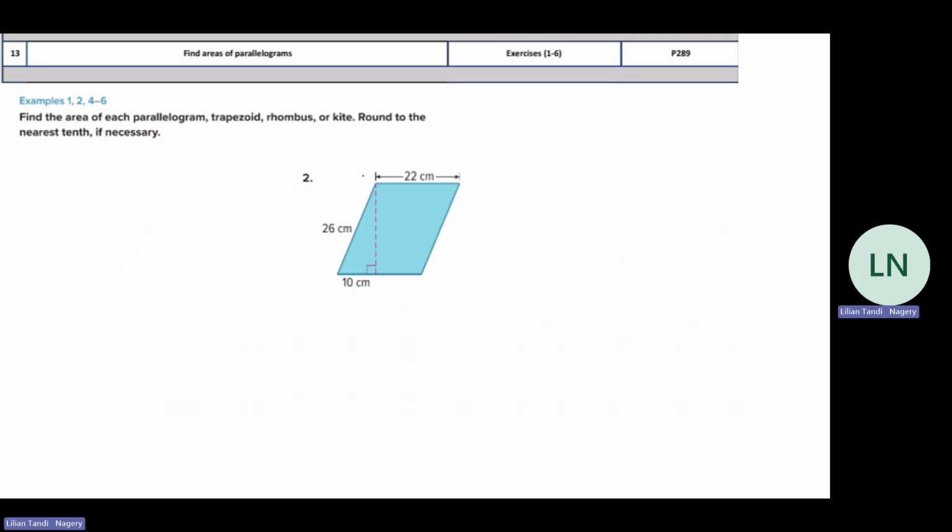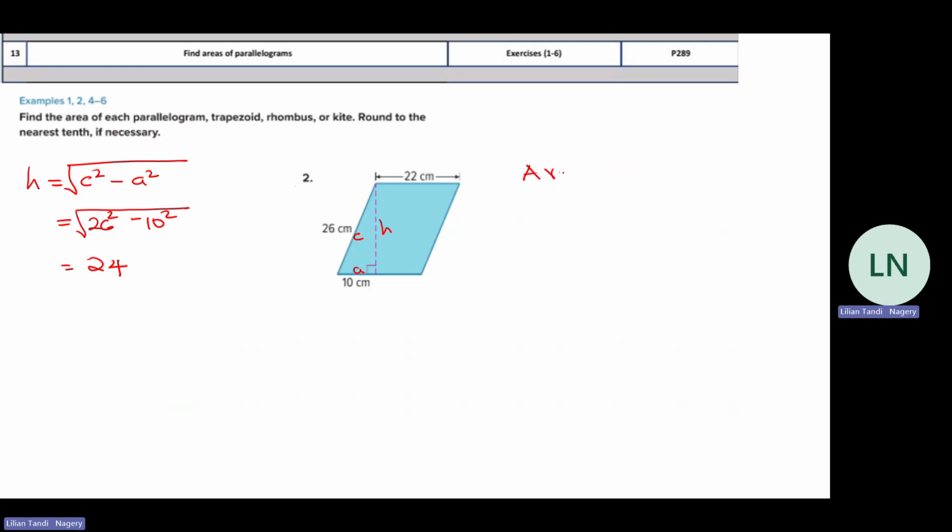Okay, what do I notice on my picture? I don't have the height. How will I find my height? I will use Pythagoras theorem. So this is C and this is A. So height equals the square root of C squared minus A squared. Now my C is 26, my A is 10. So I'm going to square both numbers and then subtract them, and I should get 24.